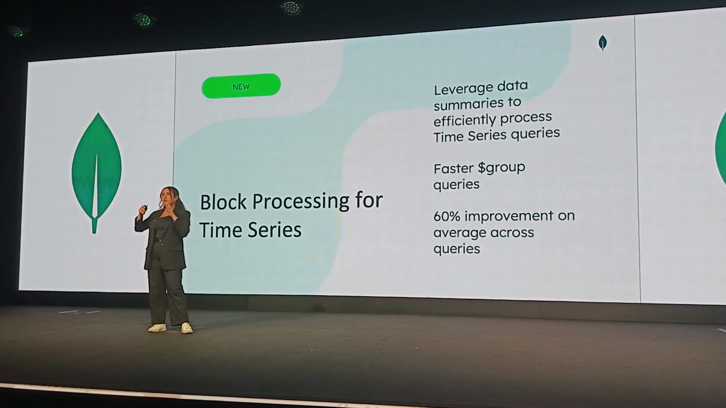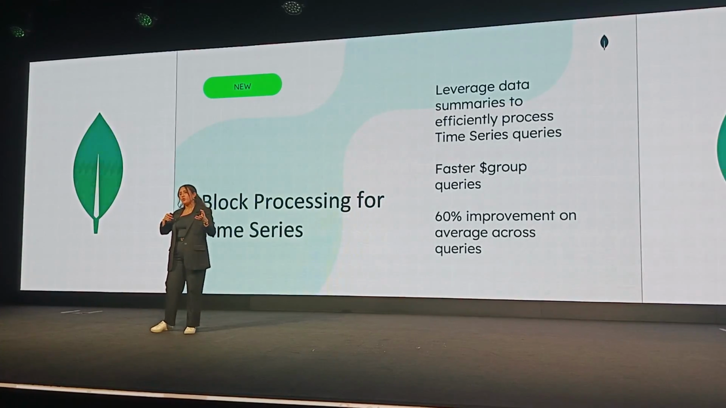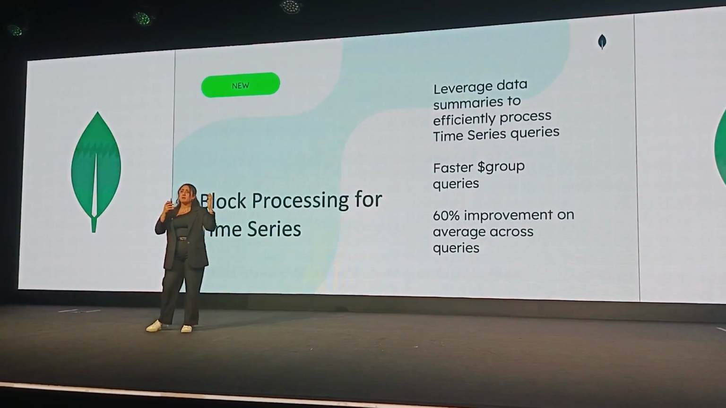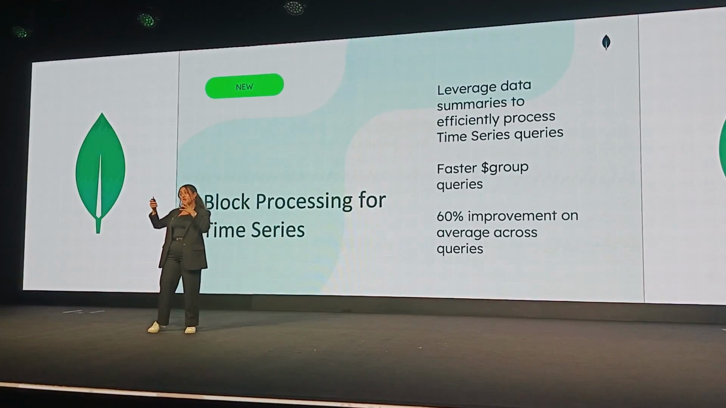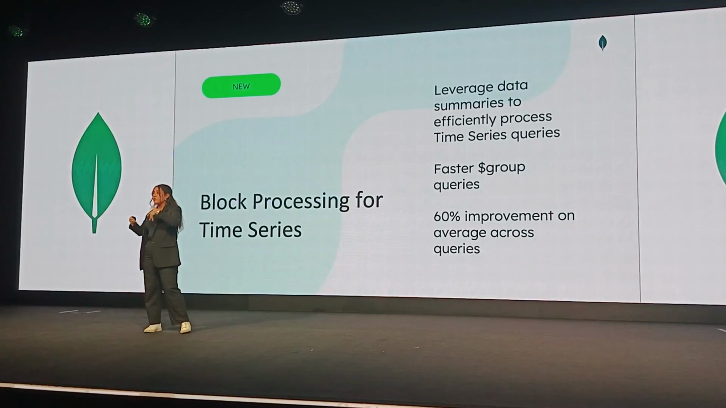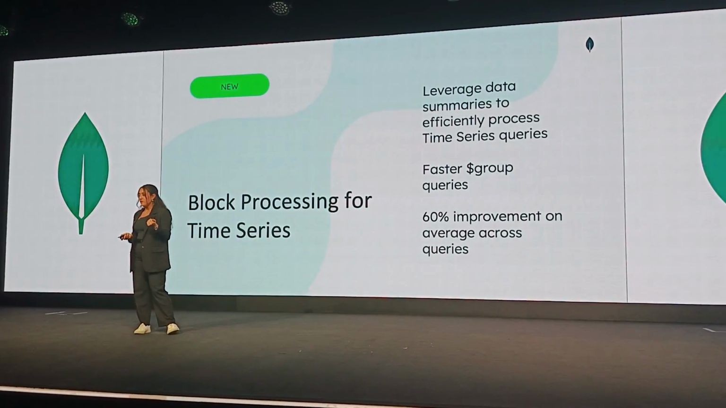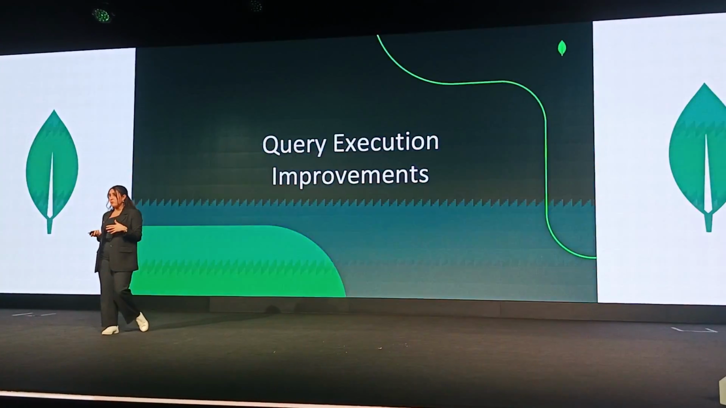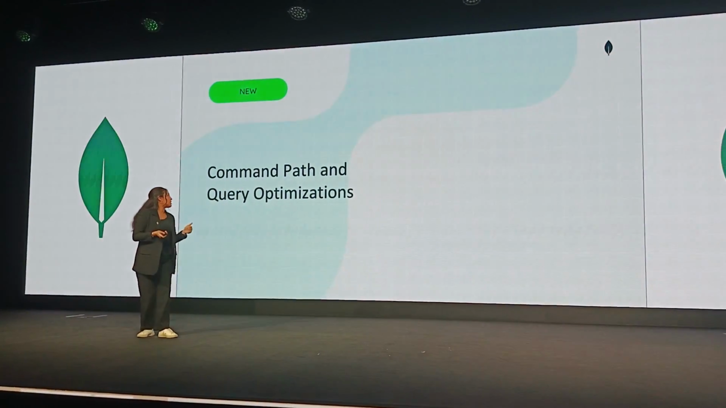So usually when you wanted to do, for example, moving averages or group by or something like that, you would go through each document. But here what we're doing is processing a whole block of documents, which means from 10,000 to 20,000 documents are processed at the same time.